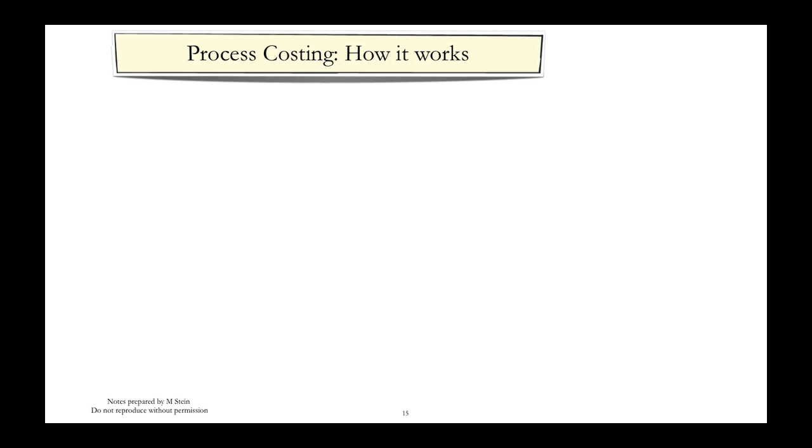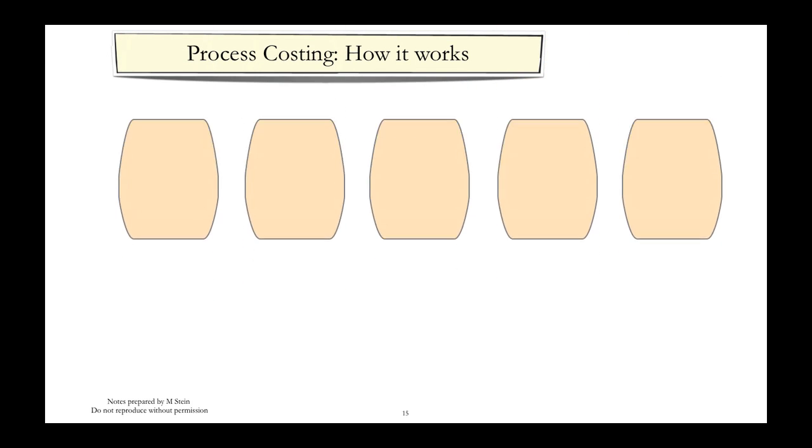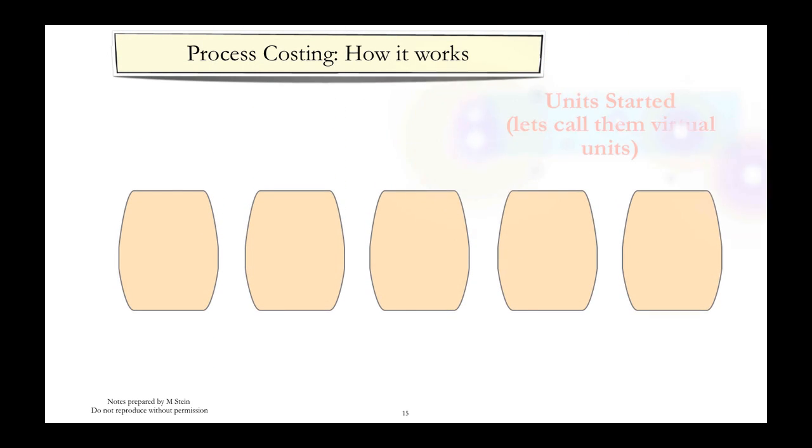Work in process accounting for process costing is easier to understand if we consider two types of units. Virtual units, think of them as empty containers for units started, and equivalent units, the amount of actual work completed.